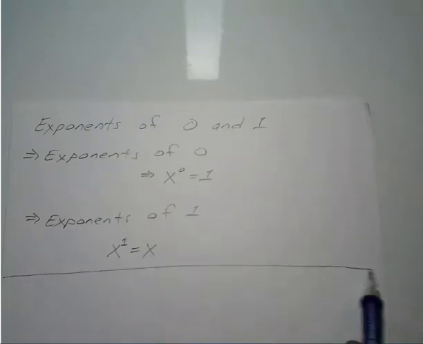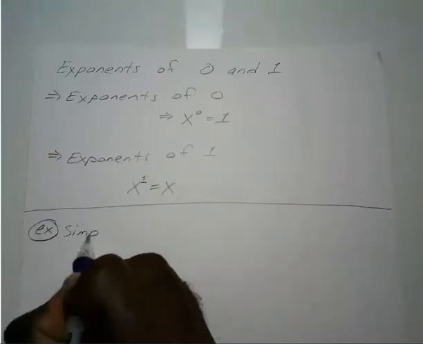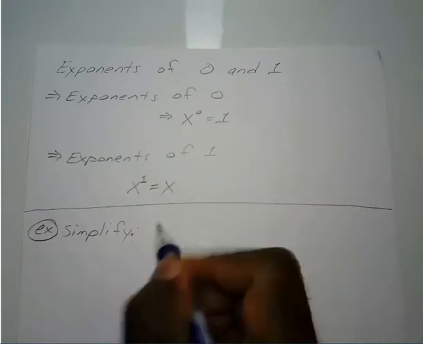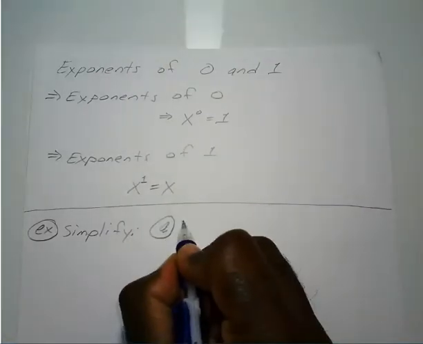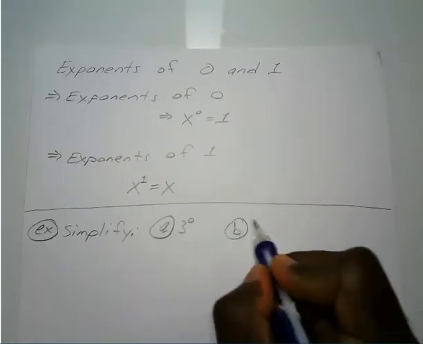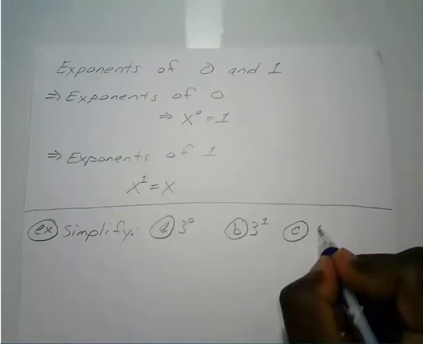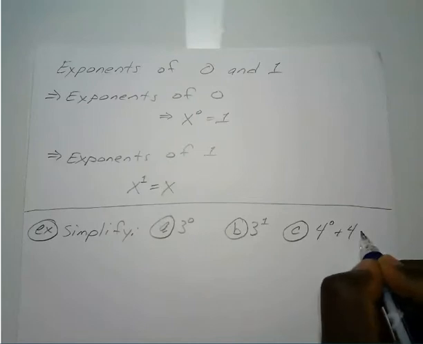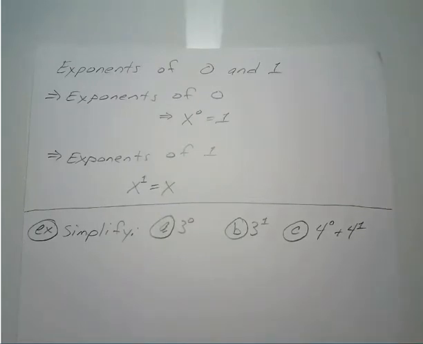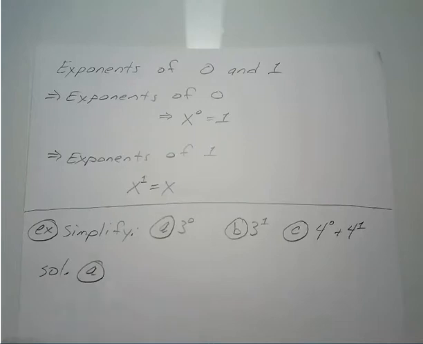Alright, so for example, what if we wanted to simplify, say for A, you have 3 to the power of 0. Say for B, you have 3 to the power of 1. Let's say for C, we have 4 to the power of 0 plus 4 to the power of 1. Okay, so let's go ahead and get all 3 of those.